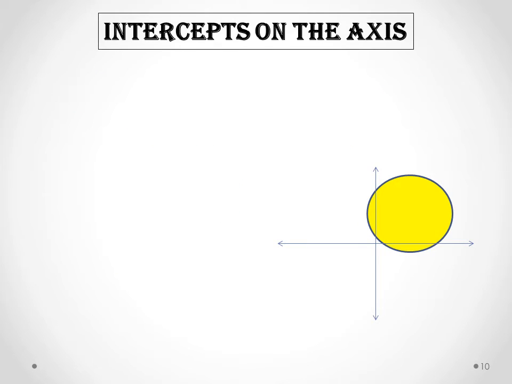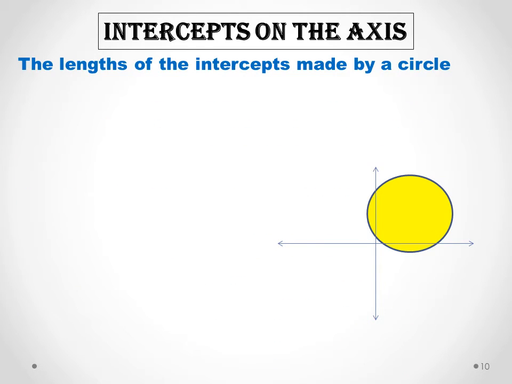Next is intercepts on the axis. Intercept means where the circle is cutting the y-axis and x-axis. If you have to find the lengths of the intercepts, you can see here the circle is cutting the x-axis as well as the y-axis. Here it is cutting the x-axis at 2 points as well as the y-axis at 2 points. Now if you have to find the length of the intercept, meaning how much distance there is between the two x-axis points or between the two y-axis points, you can find that out with this formula.